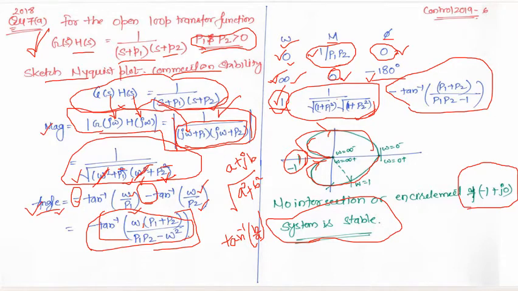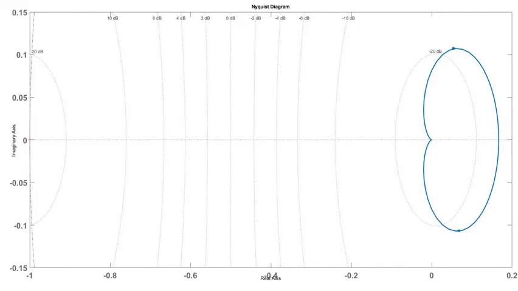Now I have considered some values of p1 and p2. I have considered p1 is 2 and p2 is 3, and I have plotted the Nyquist curve for the same using Matlab, and you will find a similar sort of Nyquist curve. There is no encirclement of -1 because all the poles lie in the left hand side of the S plane. This is -1, -2, and -3 basically. So this is the Nyquist curve.